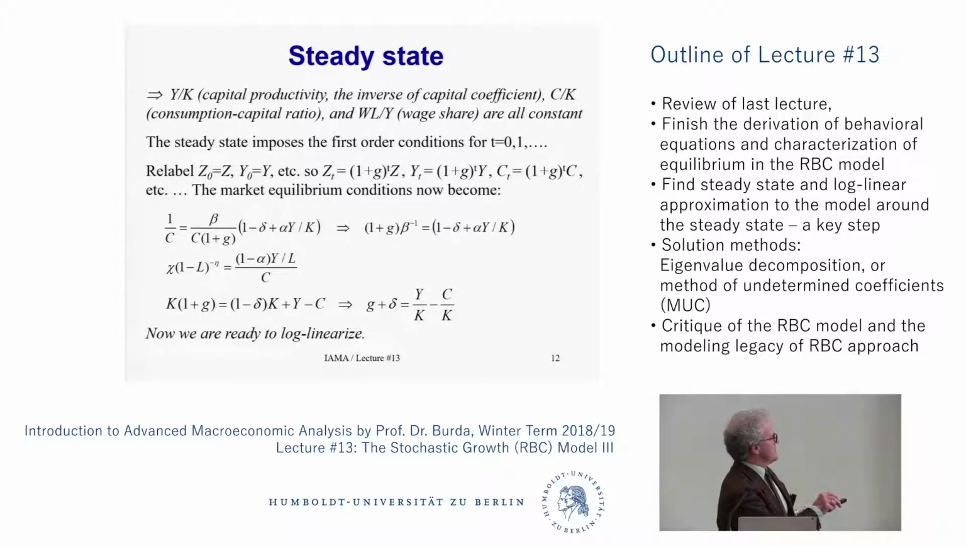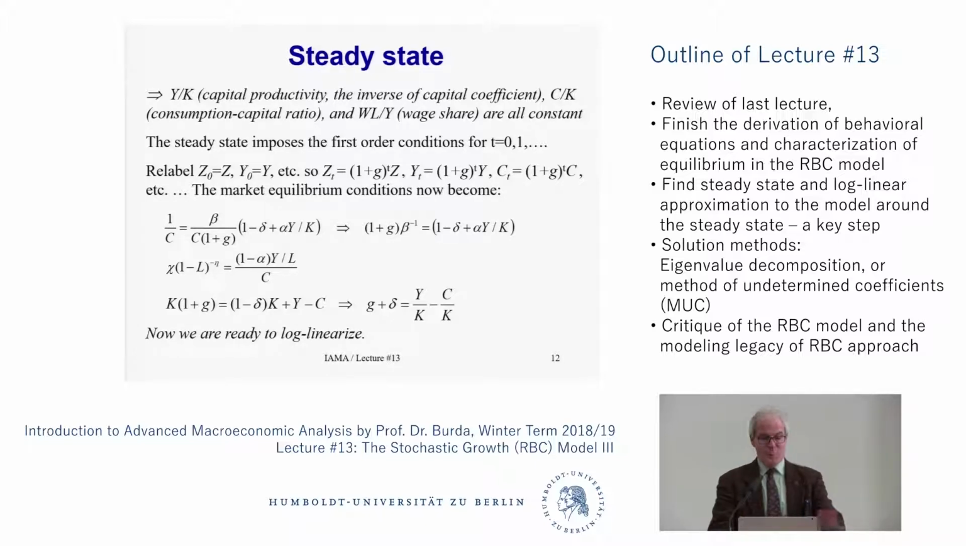Okay, and the last equation is simply an expression of a relationship from the resource constraint. And it's also very interesting. It says that you choose G, you choose delta, and I'm afraid you have to choose y divided by k minus c divided by k. It's a fact. It's a steady state condition.